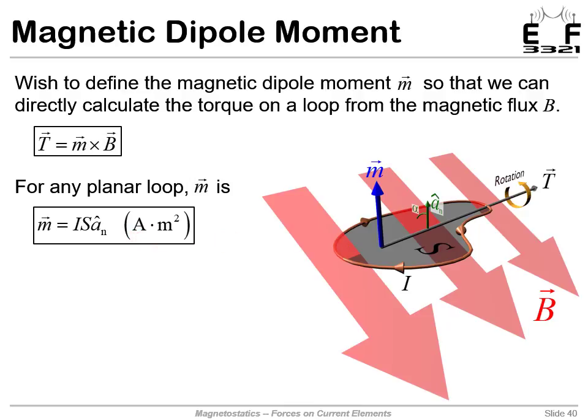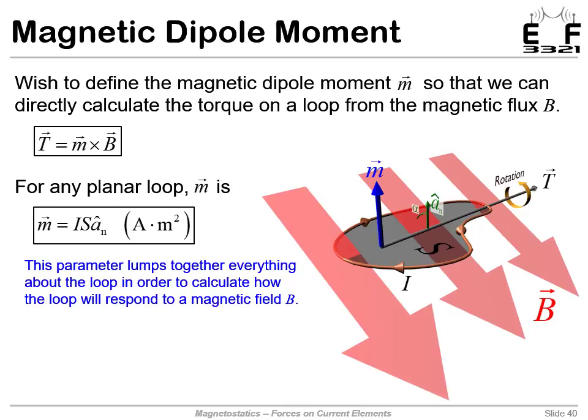Everything about that loop is lumped into m, so it's just a quick, simple calculation, a cross product with the applied magnetic field to calculate the torque that would be rotating that loop. So it's a very convenient way to simplify our math.